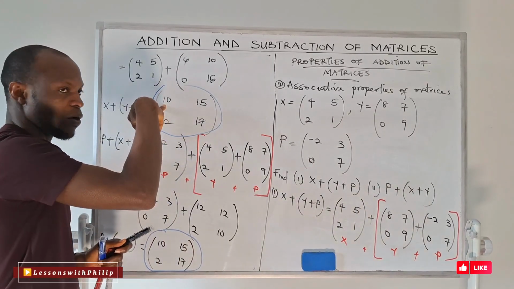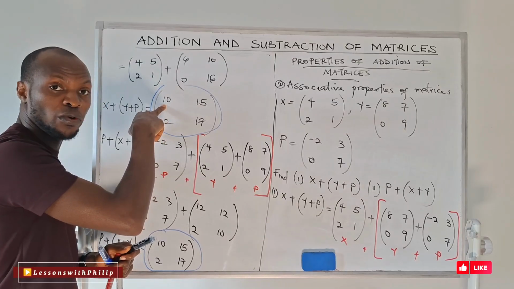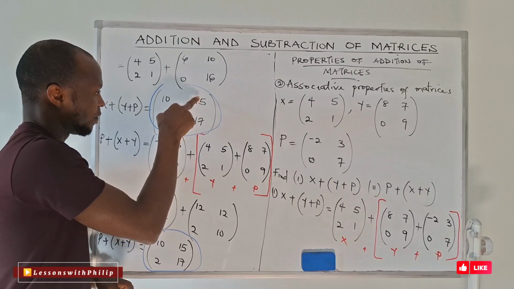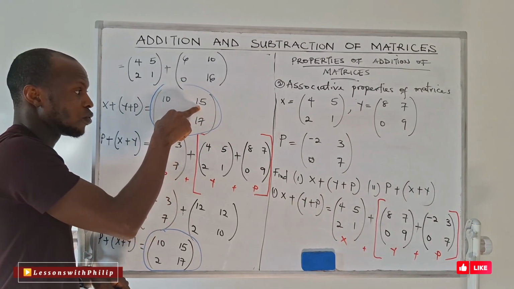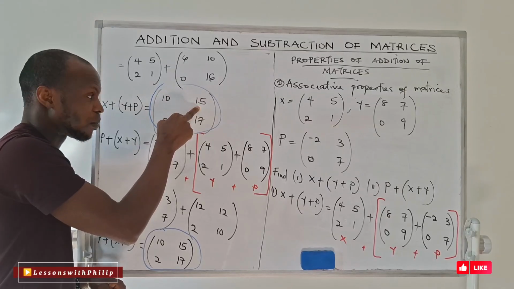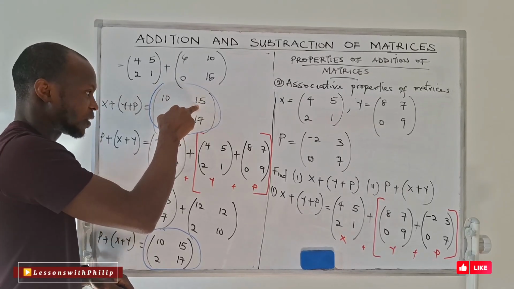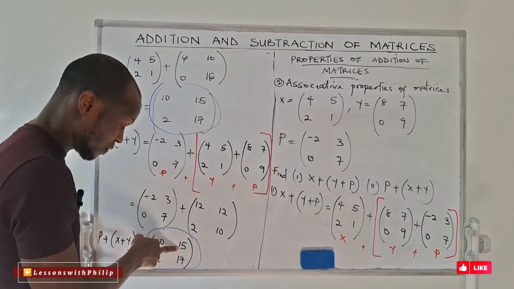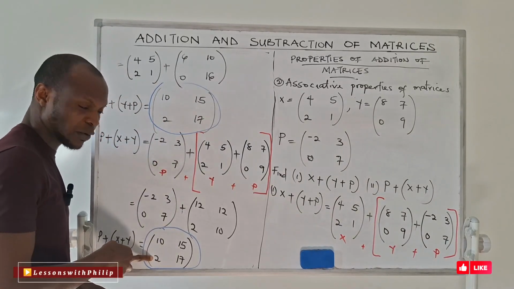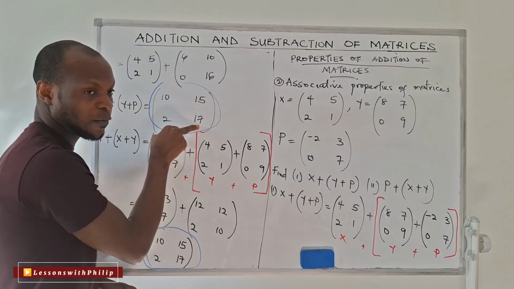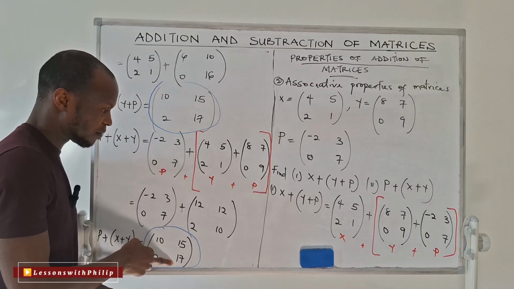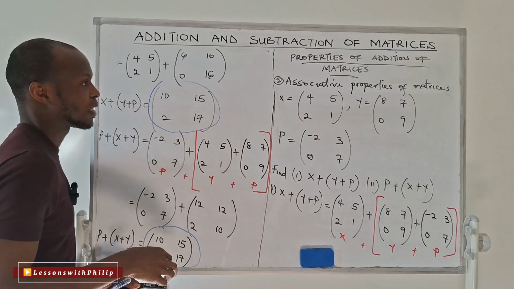The element in the first row, first column is 10. First row, second column is 15. Second row, first column is 2. Second row, second column is 17. That shows that these two matrices are the same.